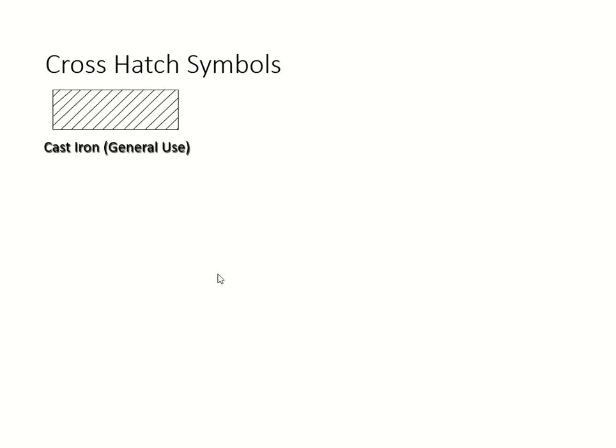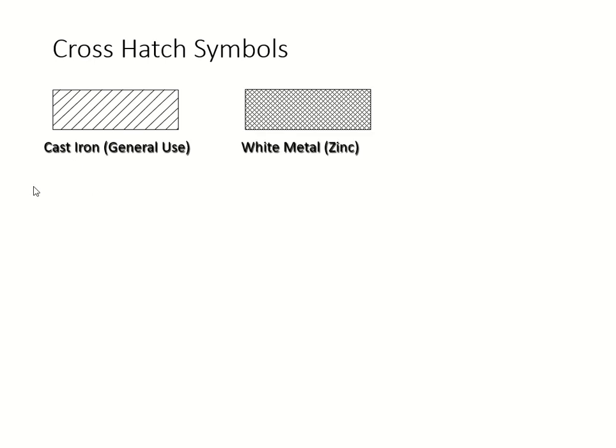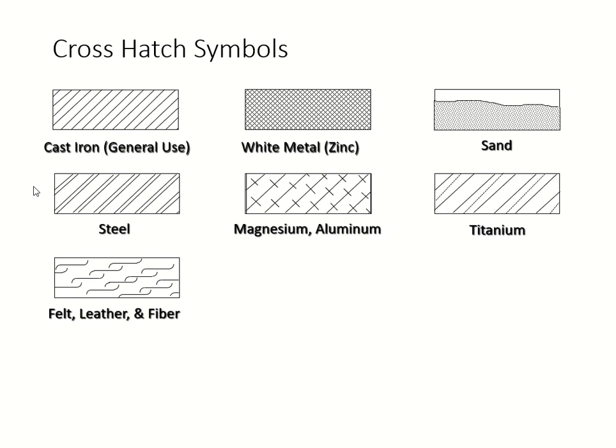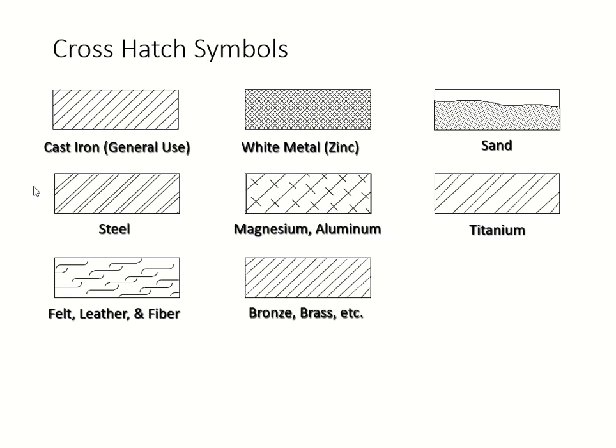So this one is cast iron, very traditional, general use, and most of them are like that. Of course, you will be drawing cast iron a lot because our template is cast iron, for most of our SolidWorks and also AutoCAD, yes. So anyway, cast iron depends on the material selection. If you have zinc or white metal, we're going to use this type of crosshatch. Your sand is like this, steel, magnesium, titanium, see, different lines, different patterns. Felt, leather, and fiber. Your bronze and brass is going to be like this.